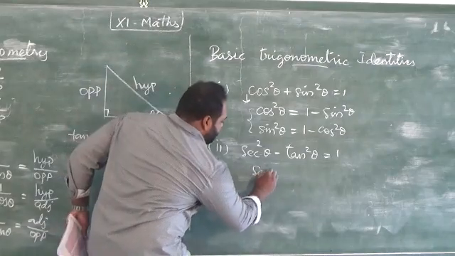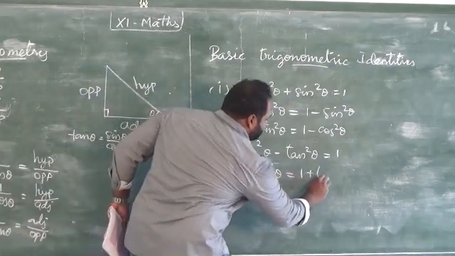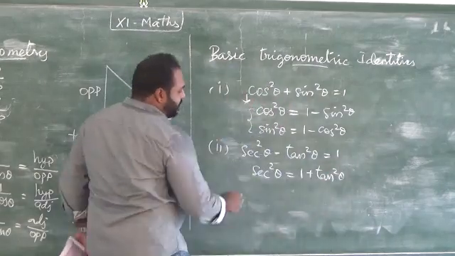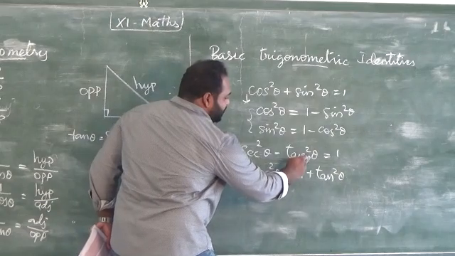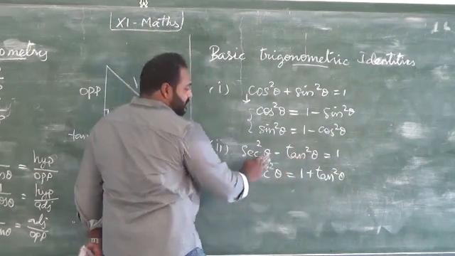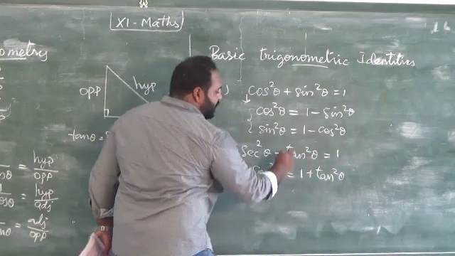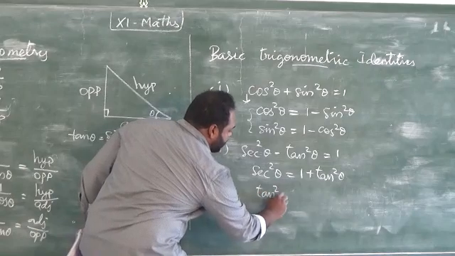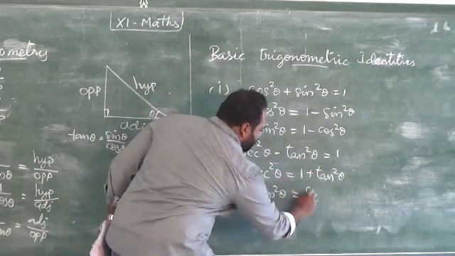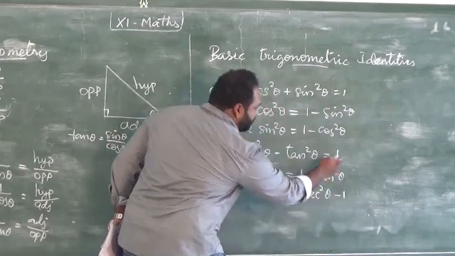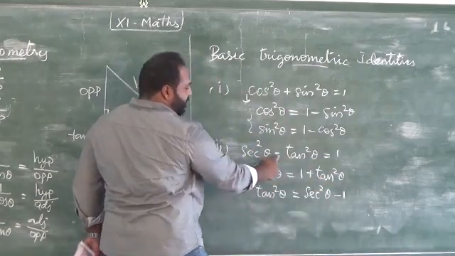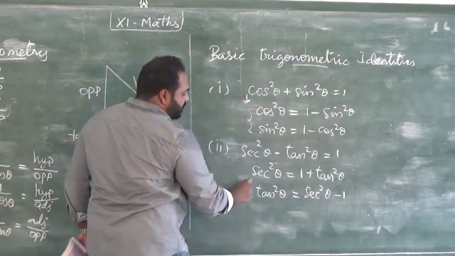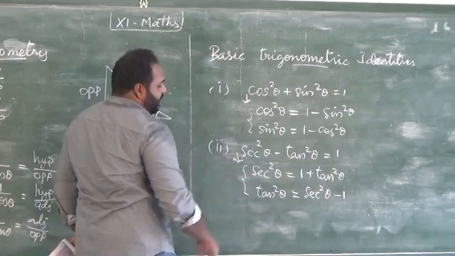So secant square theta can be written as 1 plus tan square theta. If you bring this to this side, secant square theta equals 1 plus tan square theta. Again, keep tan square theta alone on the left hand side; it is negative, so you take this to the other side and it becomes positive, and you bring this 1 to this side. So tan square theta equals secant square theta minus 1. If you bring this 1 to this side it is minus, because minus tan theta taken to this side becomes plus tan theta, and plus 1 brought to this side becomes minus 1. So these 2 identities are derived from this identity.